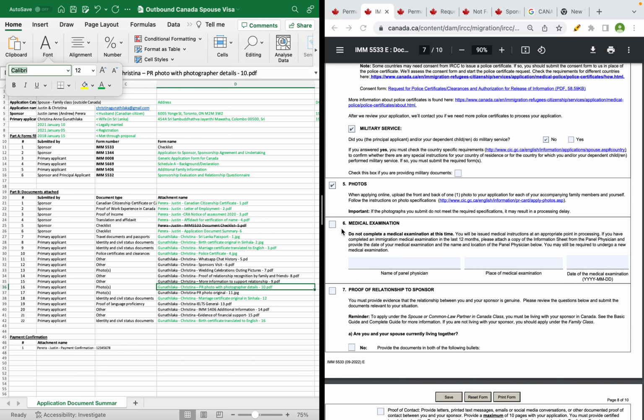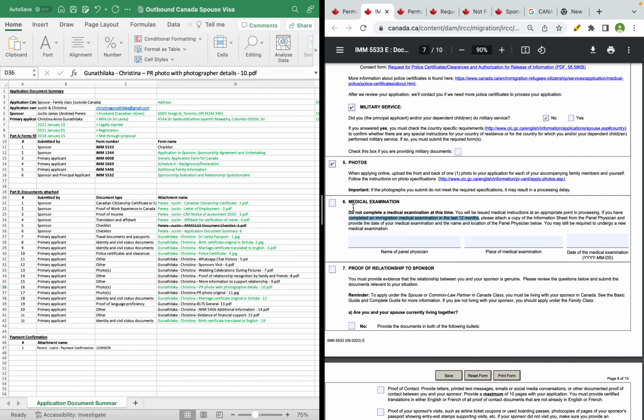So what they're saying is, do not do a medical examination until they tell you, because later on, after you submit the application, they will tell you when to go and give your biometrics and when to go and do your medical examination. So you don't have to fill this section. But in an instance where you have done it before and it could be used here, then they're asking you to provide that detail. Okay. So in my case, I put N/A here, and I did not have to fill in anything.